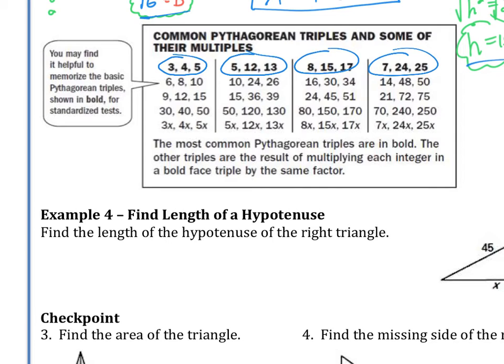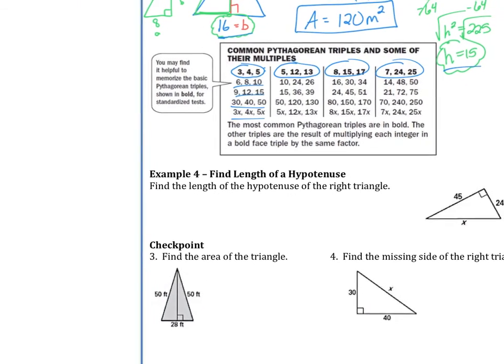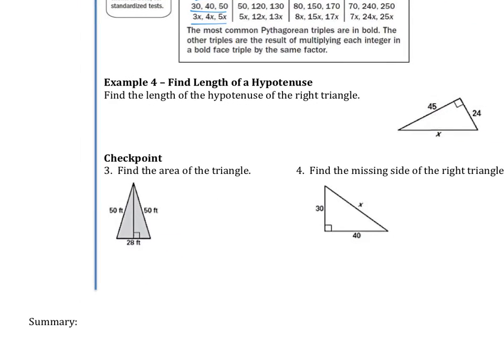And then notice that each row below are just multiples, right? If you double the circle above, you'll get 6, 8, and 10. If you triple this circle, you would get 9, 12, and 15. So these are all just multiples of the top row of Pythagorean triples. Okay, and we have a few more problems.